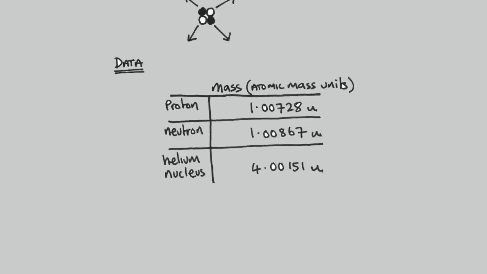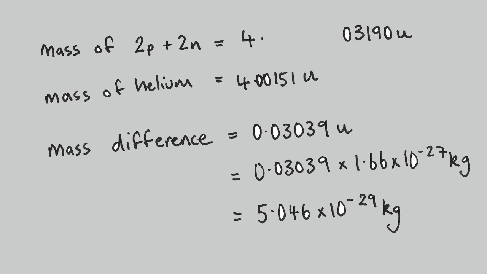So I've done that over here. I had a little bit of a mistake on the top line, so ignore that weird gap. The mass of the 2 protons and the 2 neutrons, adding the numbers up in that table, comes out at 4.03190 U. The mass of the helium nucleus is 4.00151 U. That was in the data table. So we can find out what the mass difference is. Subtracting those two numbers, the difference is 0.03039 atomic mass units.